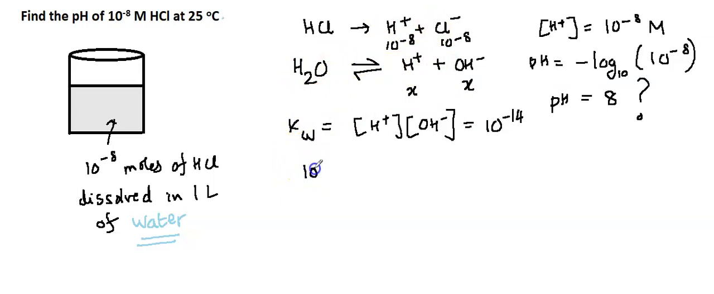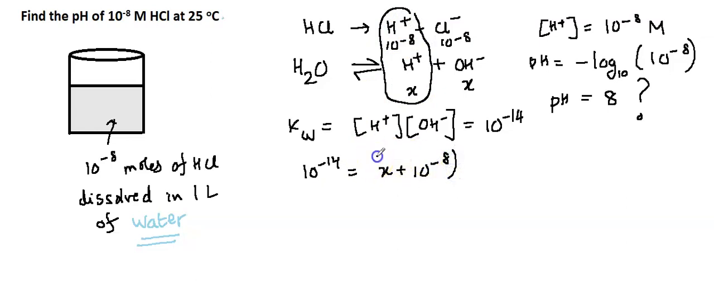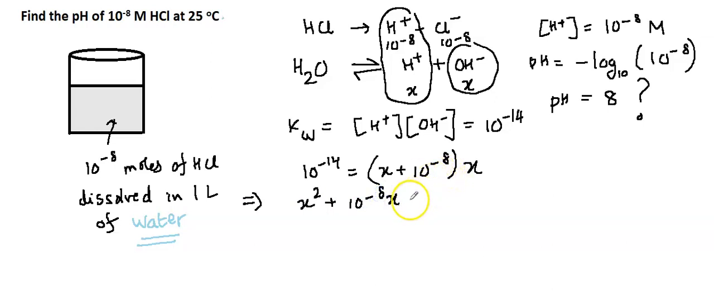So 10 power minus 14 must equal the concentration of H plus, which is the sum of these two, which is what you get from here, right? So it's X plus 10 power minus 8 times the concentration of OH minus, which is what you get from here, X. So now we have got ourselves a quadratic equation. X squared plus 10 power minus 8 x minus 10 power minus 14 is 0.